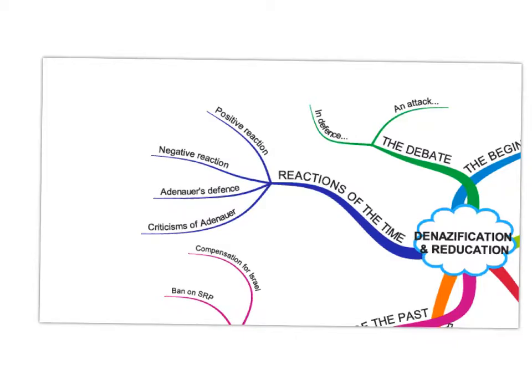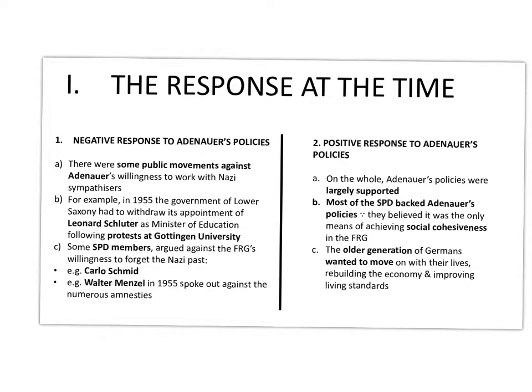So, reactions of the time. Put into two points alongside each other, negative and positive. So, the negative, first of all: there were definitely some public movements against Adenauer's willingness to work with Nazi sympathisers. Examples of that: protests at Göttingen University in Lower Saxony. The government had to withdraw its appointment of Leonhard Schlüter as Minister of Education because of his Nazi past. So a lot of the anti-Adenauer protests were through the universities.